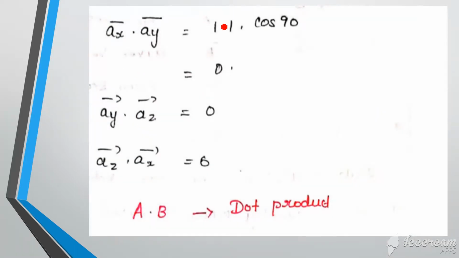And ax dot ay: here x and y are two coordinates of the Cartesian system. These two are mutually perpendicular to each other. Already we have explained that these two being mutually perpendicular means the angle between these two, that is theta, is nothing but 90 degrees. So already we know mod of ax is 1, mod of ay is also 1, and cos of 90 is 0, so the final value is 0. Ay dot az is equal to 0. Similarly, az dot ax is also 0. A dot B is nothing but the dot product.